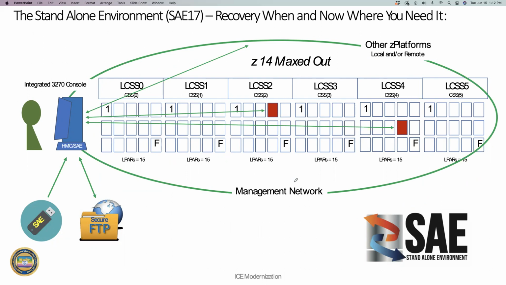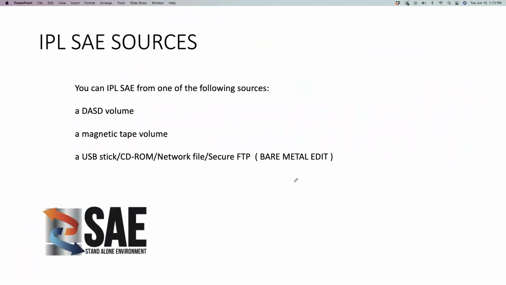So what this really means is you don't need to install SAE anywhere. You can create a copy, put it on a stick or on a secure FTP site or on a CD-ROM or whatever, and IPL it from the HMC to any possible target and use the integrated console on the HMC to do your communication. So you don't have to pre-plan or pre-expect where you might have a failure. You simply put it someplace where you can get to it and you can IPL it on any target that's managed by that HMC and have the terminal session come back to you there. So this becomes very powerful in that it gives you the ability to recover anywhere.